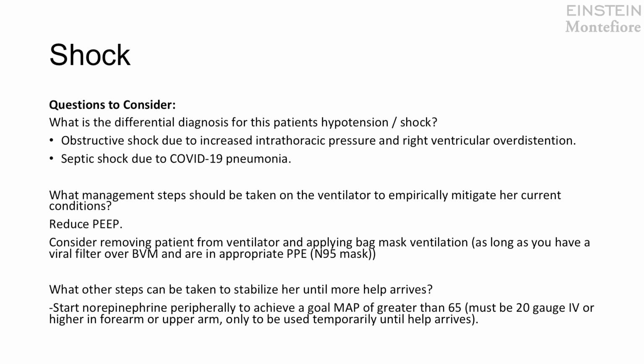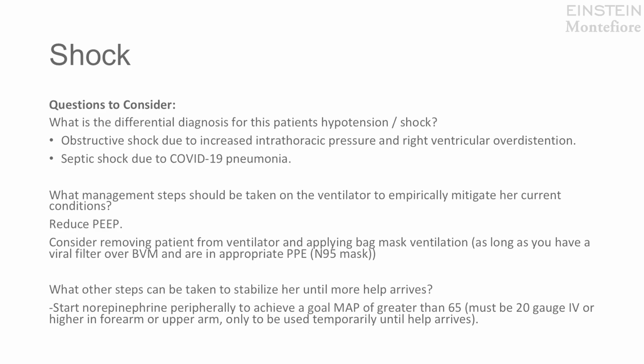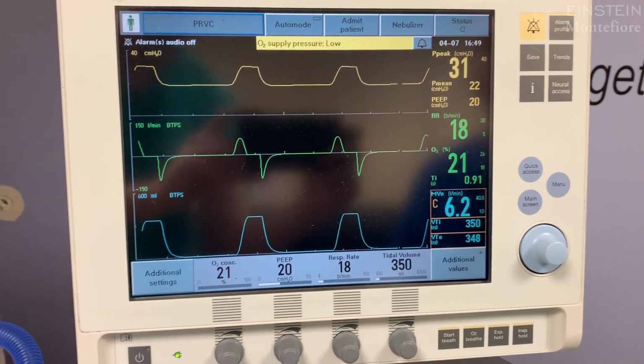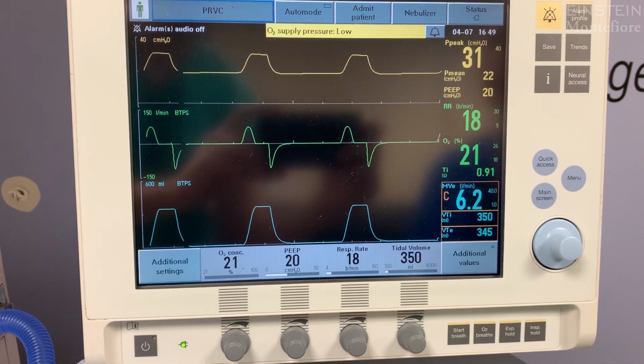The caveat to this being that it should be through a 20 gauge IV in either the forearm or upper arm, not in the antecubital fossa, and that this should not be a long-term strategy, only until further expert advice is available. So for this patient, what steps can we take immediately to mitigate their current hypotension?